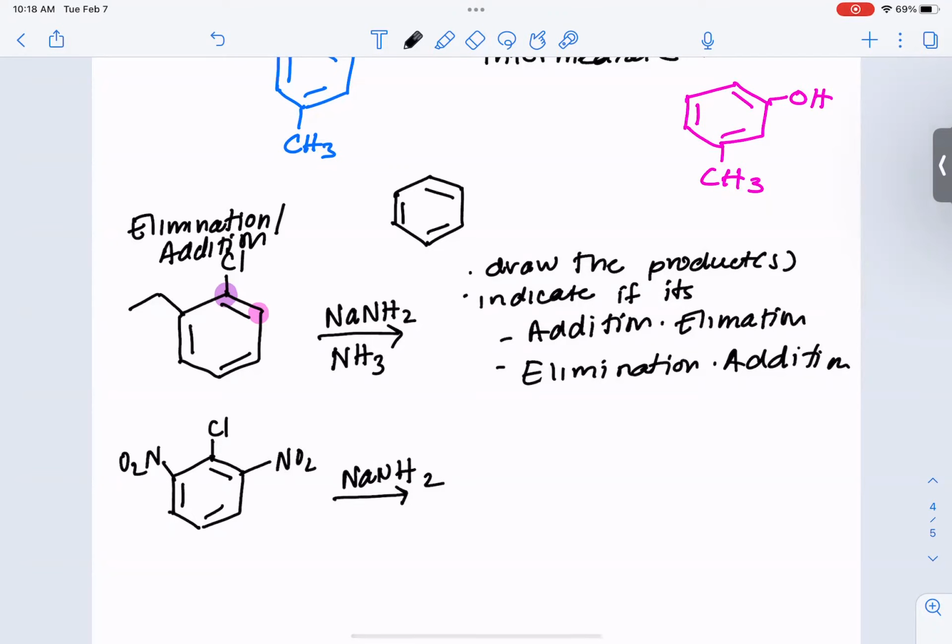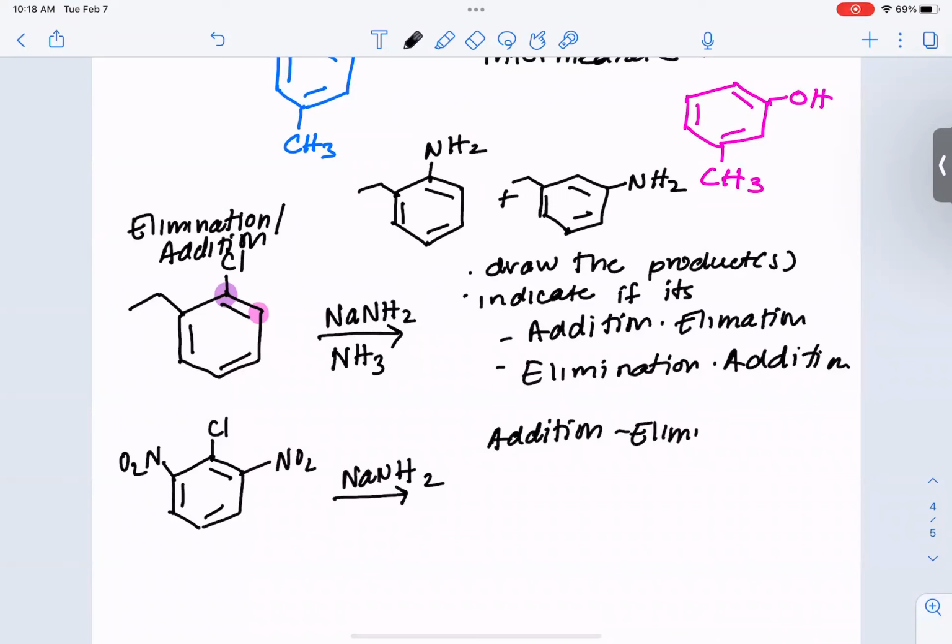You're going to have two products. The second one is addition elimination. I'm going to explain a little bit further too, and then give you the context of how you'll see this in multiple choice.